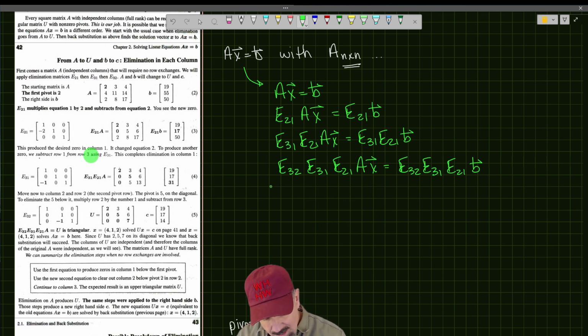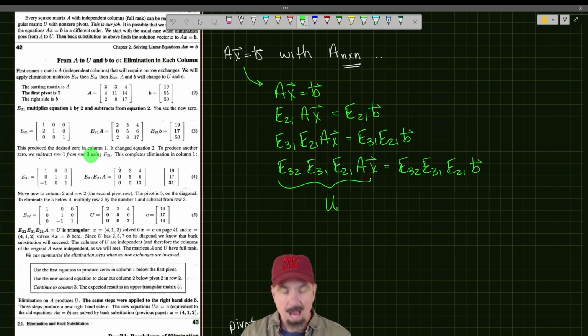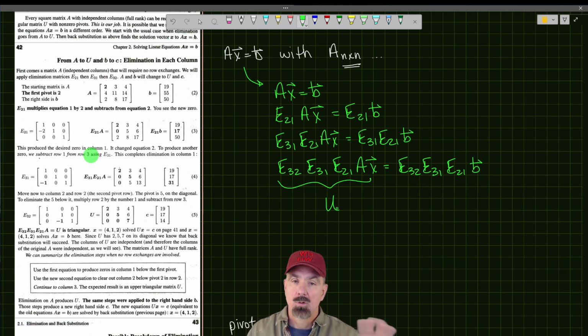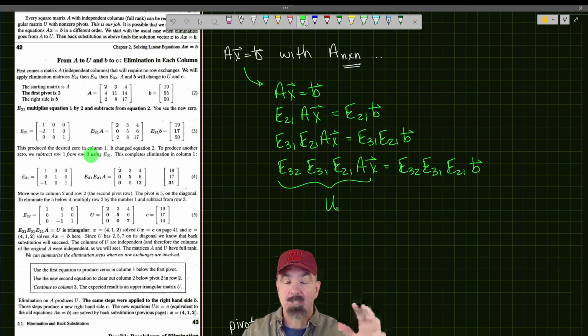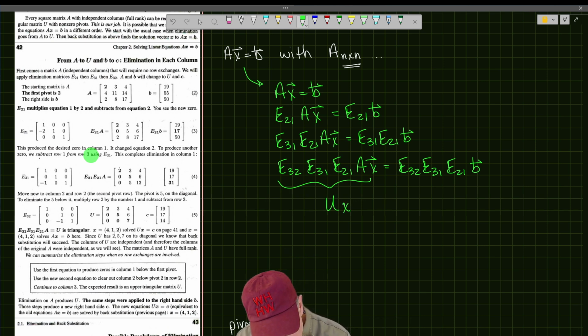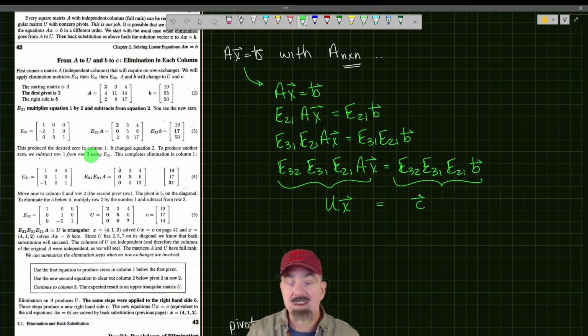And the result then, this is the upper triangular matrix U. And what you'll notice is we have not changed the solutions to our system. The row operations, which we talked about previously, are nothing more than the types of things we can do to equations. And as long as we do those operations to both sides of the equation, we can do whatever we want. So in this case, we have UX, and over here, we have the C vector.